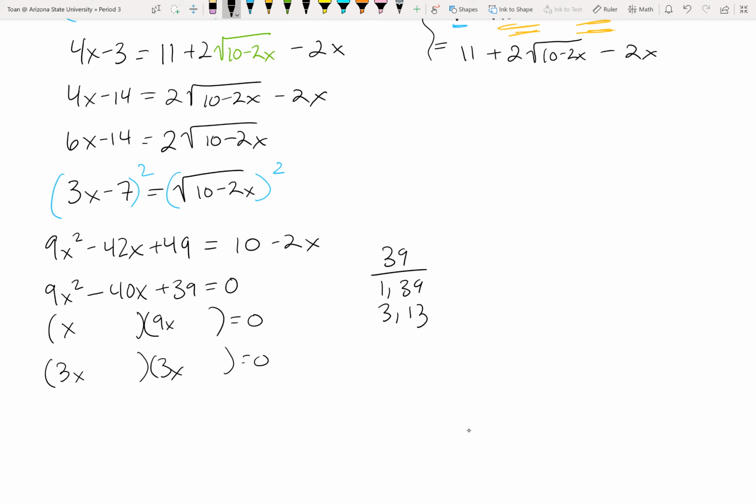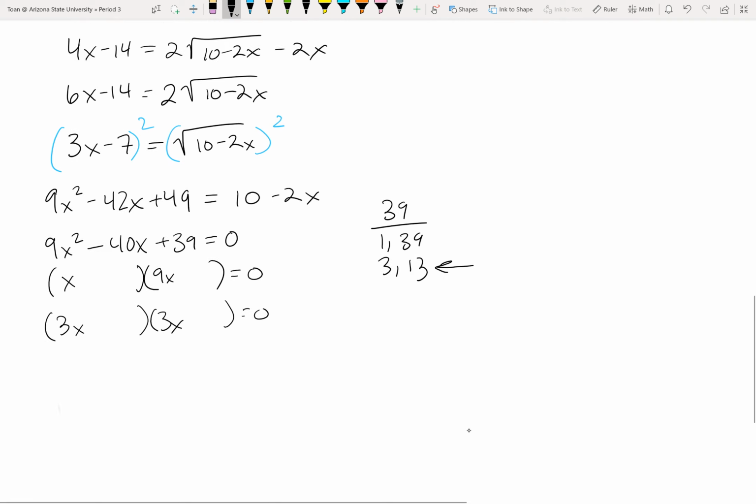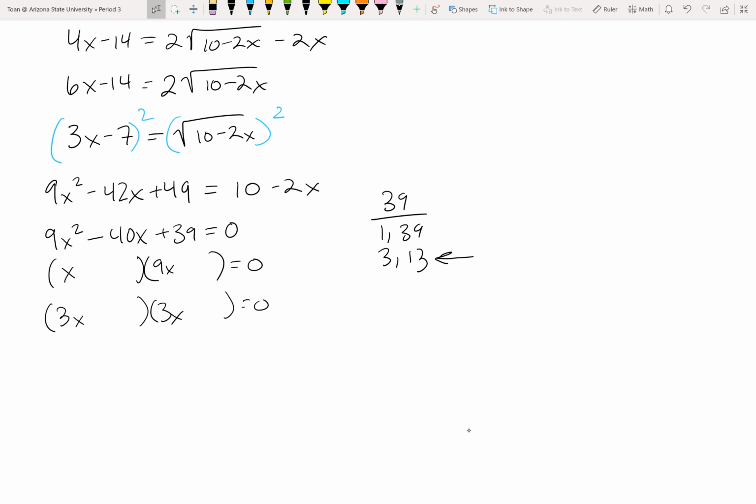And I hope everyone can agree it's this guy here. 9 times 3 is 27. 27 plus 13 is 40. So the 9 needs to multiply with the 3 and the 1 with the 13. Since they need to combine to a negative 40, I know both of them will be negative. So I don't even bother with this guy here. So then that should be easy to solve. x would equal 3, and x would equal 13 over 9.